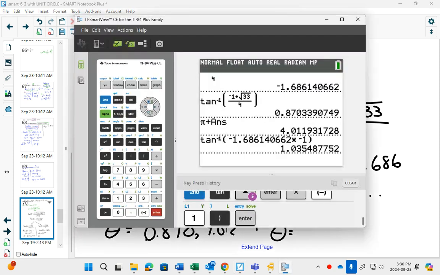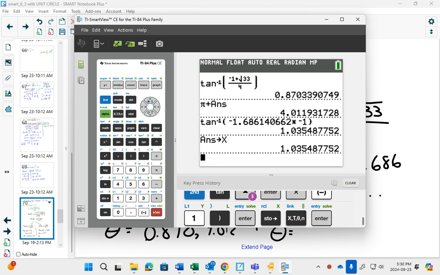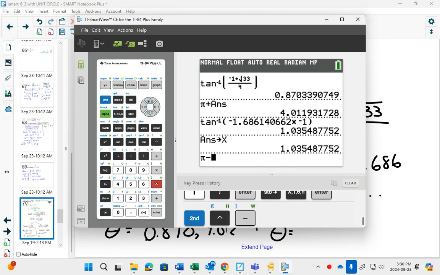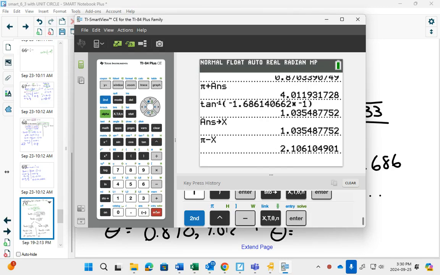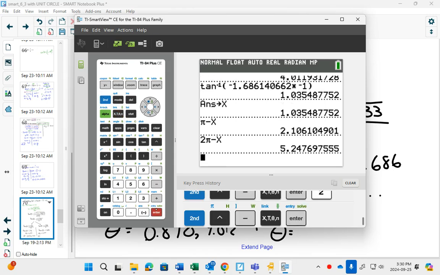And on your calculator, the store button is really helpful. So I'm going to store that as x. And now it's going to be in quadrant 2. So that's pi minus x. And in quadrant 4, which is 2 pi minus x. 2.106 and 5.248.